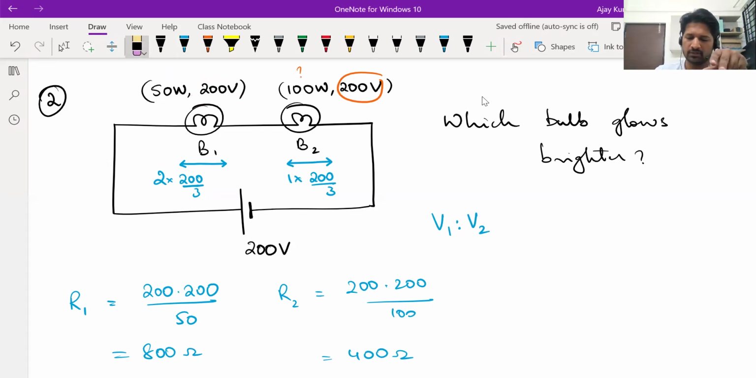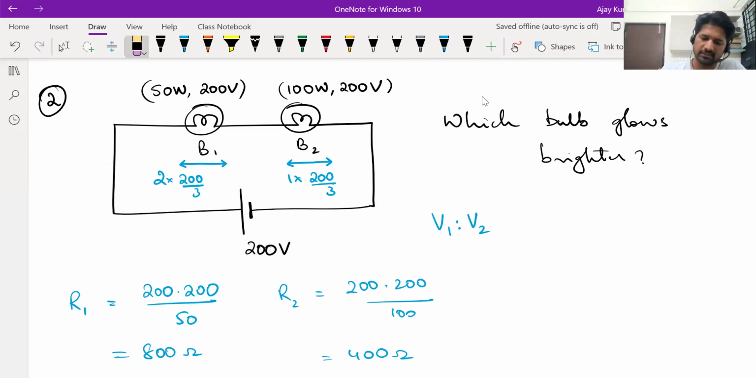Now, for 200 volts, the second bulb will consume 100 watts. It would emit 100 watts also. We are assuming ideal bulbs. Okay. So if you supply 200 volts, B2 will emit 100, B1 will emit only 50. So B2 will be brighter. If equal voltage is given, the second one is brighter. If you give more voltage to the second one, it will glow even brighter, because for equal voltage itself, the second one was giving more output. If you give an even higher share of voltage, it will definitely be the brighter one.